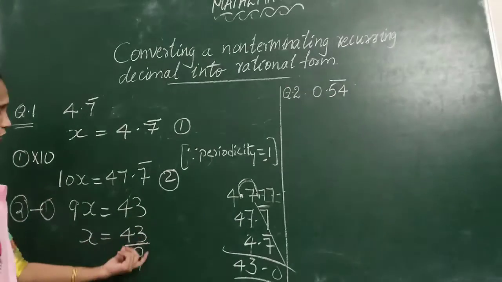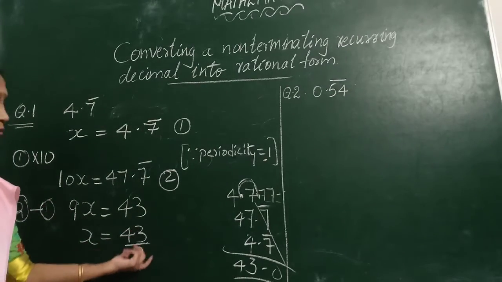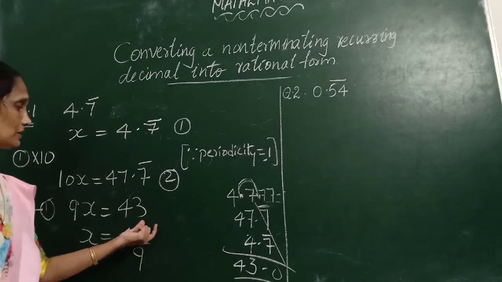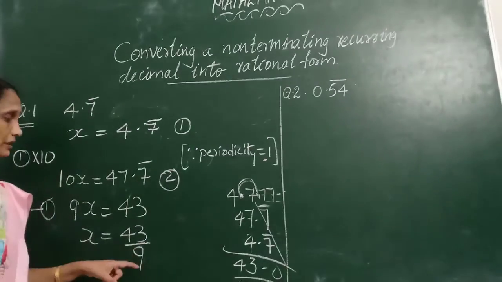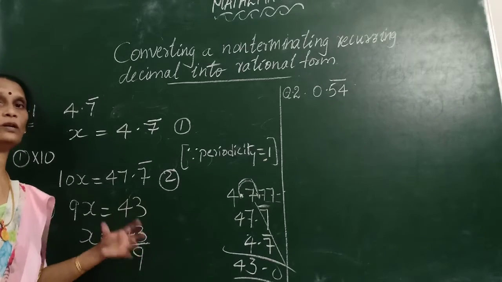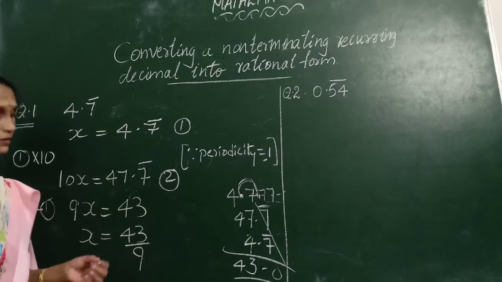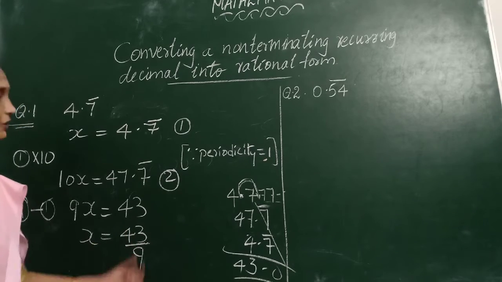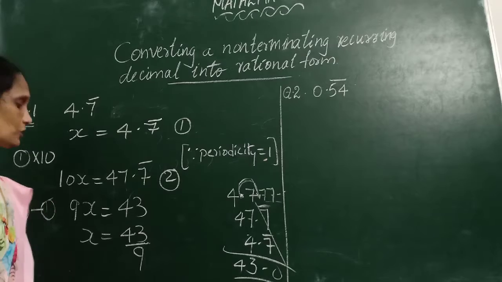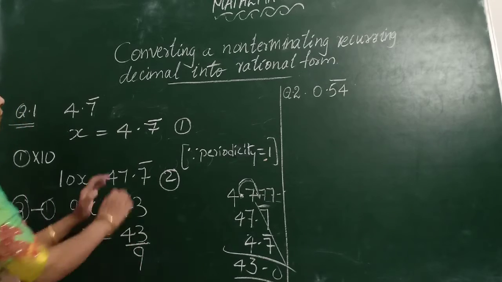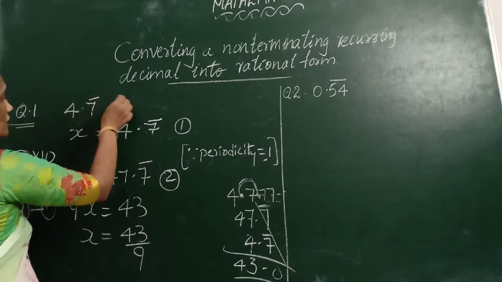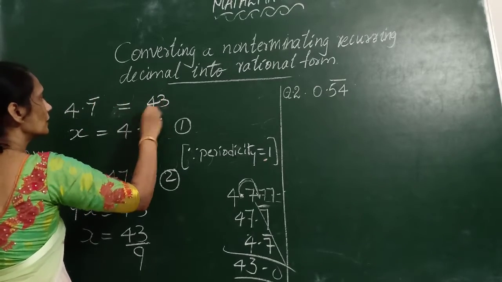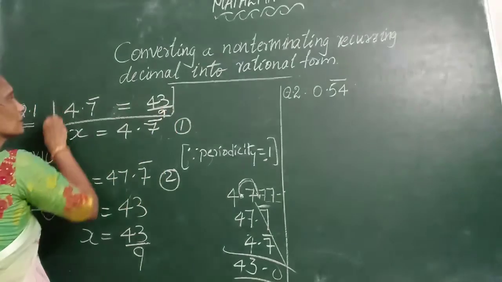We have to simplify it into lowest terms, because rational numbers we write by changing them into the lowest term. Otherwise, numerator and denominator will be relatively prime or co-prime. Okay, 43 and 9 have no common factors. So x is equal to 43 by 9. We cannot change this into a lower term again. So the answer is 43 by 9. So what is the rational form of 4.7 bar? We got 4.7 bar as 43 by 9. Okay, did you get it?